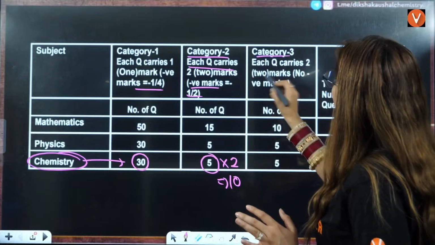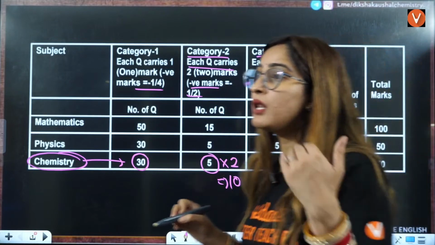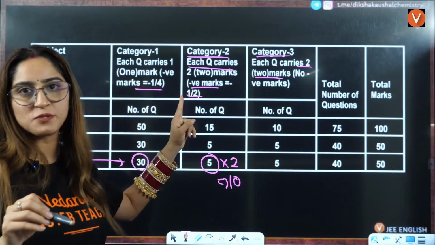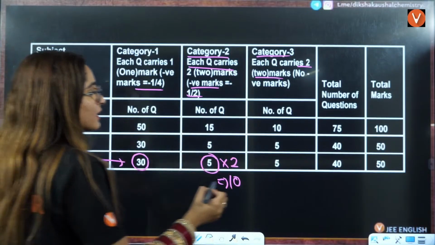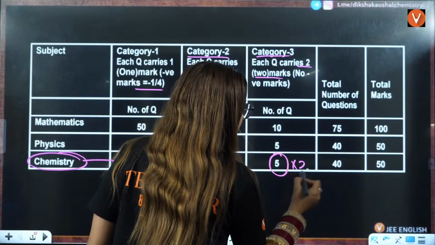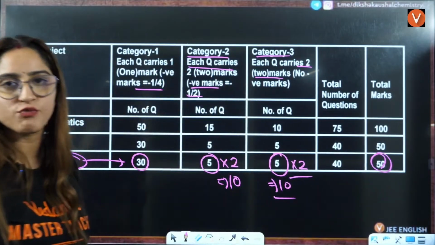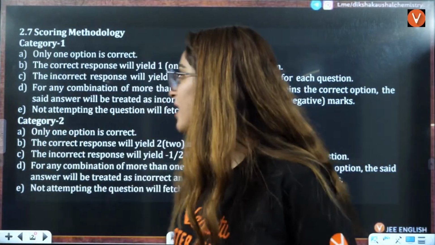In category 3, it carries 2 marks per question again, but this will be multiple options. Like these two will be single correct option, this will be multiple options. So that is category 3. This also carries 5 marks multiplied by 2, that is 10. And in total you have 50 marks for chemistry here. So today we are going to fight for those chemistry marks here.